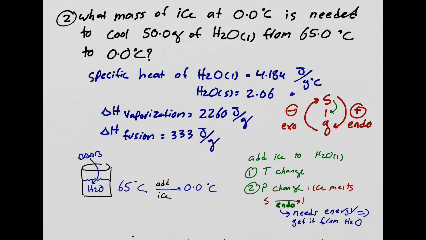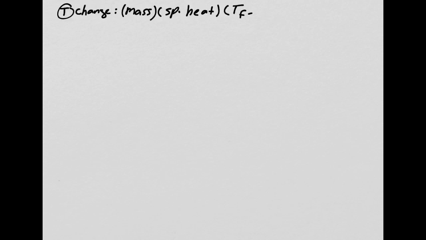Beautiful. Now, we said that we are going to have a T change. So if I have a T change, I know the formula for my T change is mass times specific heat times T final minus T initial. Okay? Now, water did a T change.